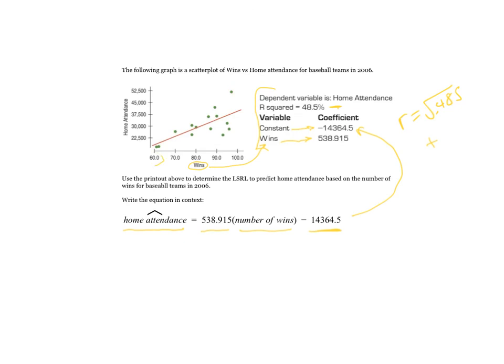Looks like the minimum number of wins is about 60. So we can't say anything really about what happens with teams that have fewer than 60 wins. Okay, so be sure you can read the printout and know where the y-intercept and the slope come from.